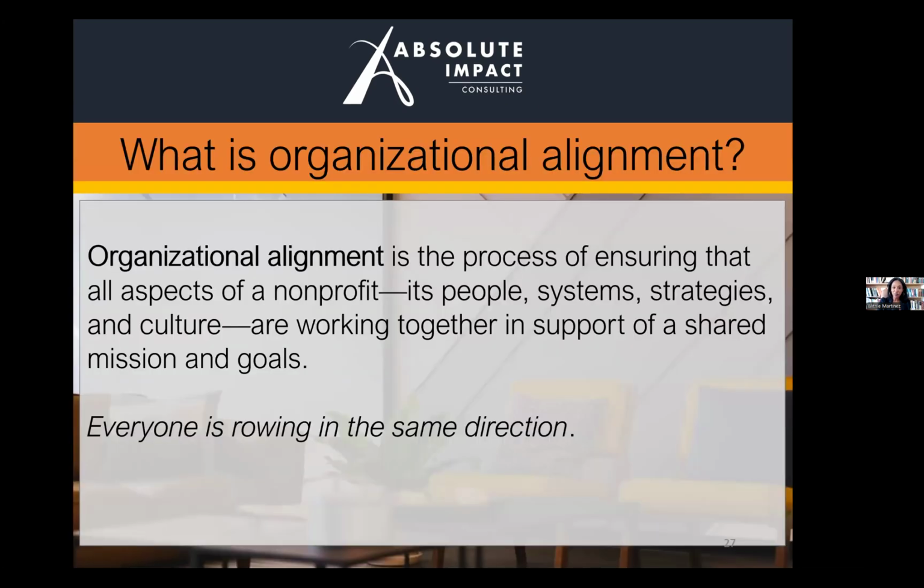What is it? We use the word all the time. It's almost become a buzzword. Organizational alignment is making sure that everyone in your org is rowing in the same direction. That is all it is in a nutshell. Are we rowing in the same direction? Are we making these decisions based off of what we believe is best for the mission? What is best for the mission? Has leadership shared that with us transparently, right?